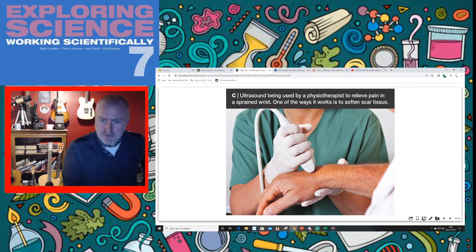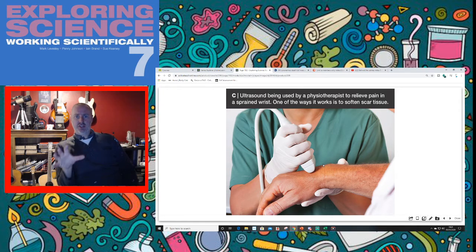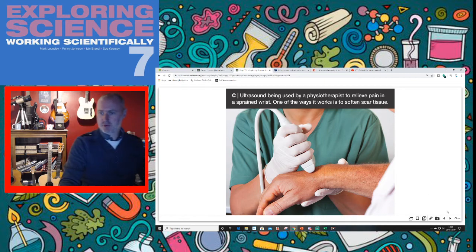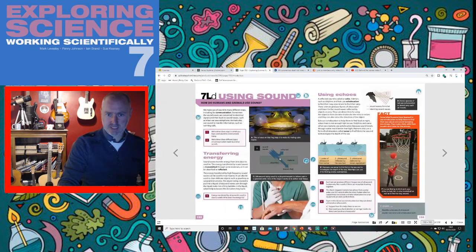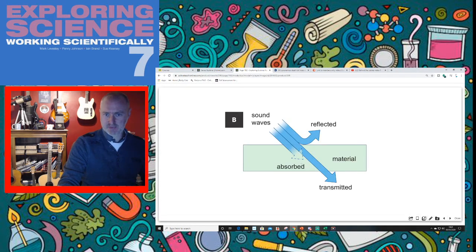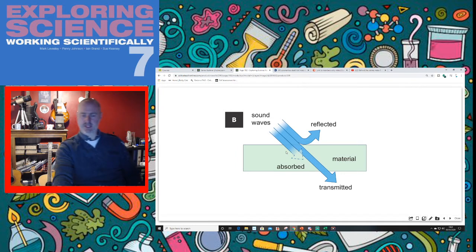So yes, ultrasound for medical purposes, they are two fantastic examples, and they both rely on, like we said here, the energy from the ultrasound being absorbed as it passes through something.